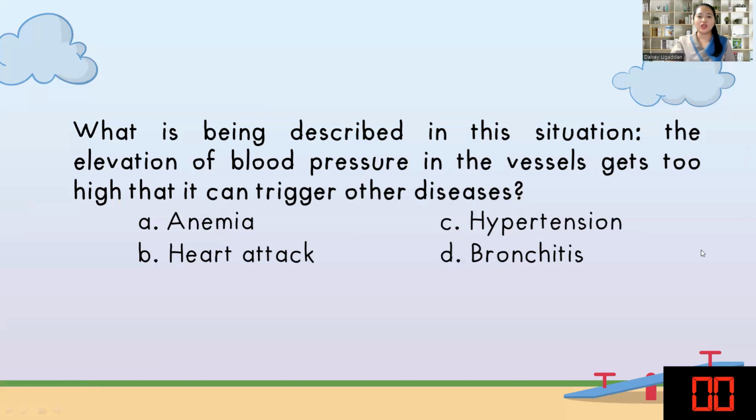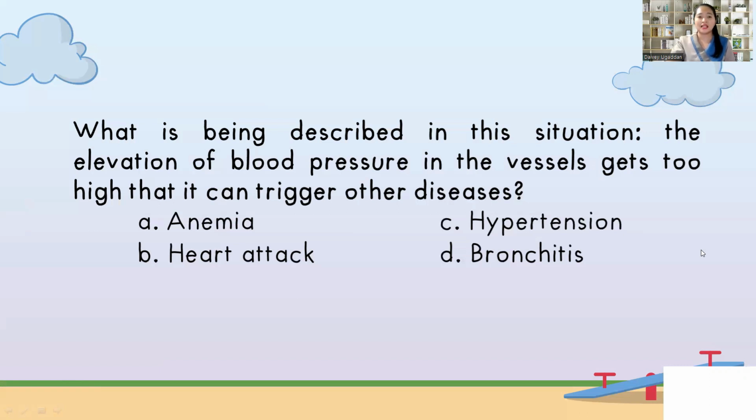Okay, so we are looking for a disease in the circulatory system. So what can we eliminate or remove from the options? It should be letter D. We can remove bronchitis because bronchitis is a disease of the respiratory system. So that leaves us with anemia, heart attack, and hypertension.